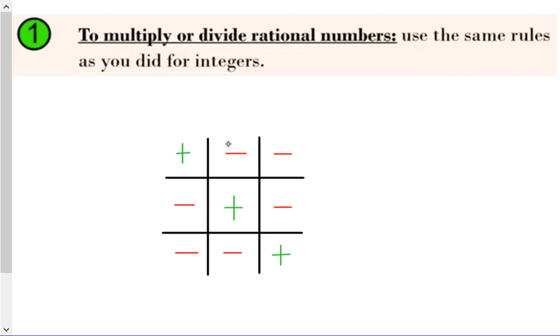If we have a positive times a negative, we're going to get a negative answer. If we have a negative times a positive, we'll also get a negative answer. If we have a negative times a negative, we will get a positive answer, and a positive times a positive will result in a positive answer. Make sure you write this graphic down in your math notebook so you can refer back to it as you're practicing the problems.